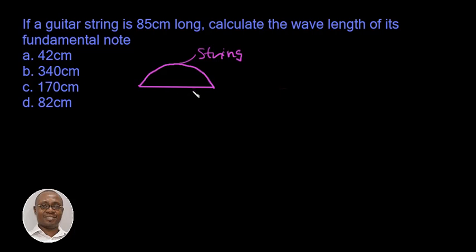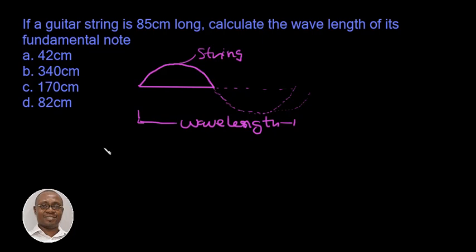So for the first harmonic of a guitar string, the length of the wave is twice the length of the string. That is, we have the length just something like this. And from here to here is the wavelength. So that forms the first harmonic of the guitar string.